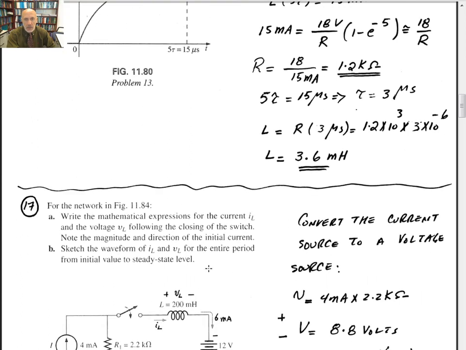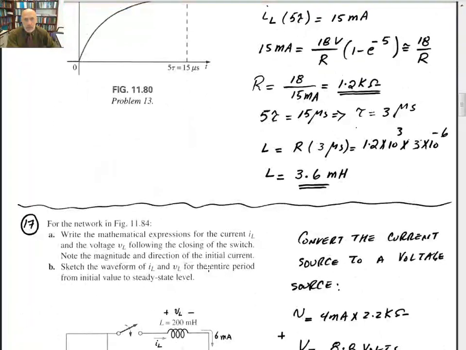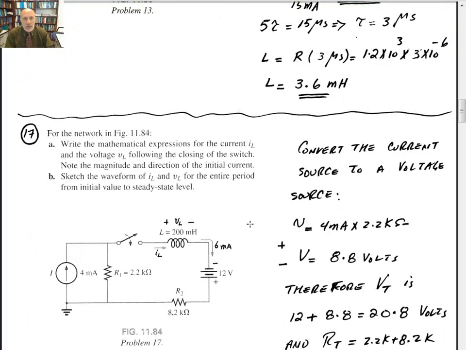And number 17, it says for the circuit shown, write the equation for the current I of L and the voltage following the closing of the switch. Note the magnitude and direction of initial current. So you have some initial current of 6 milliamps through an inductor, and at time t equal to 0, you close the switch, and you want to calculate the voltage and the current through the inductor.